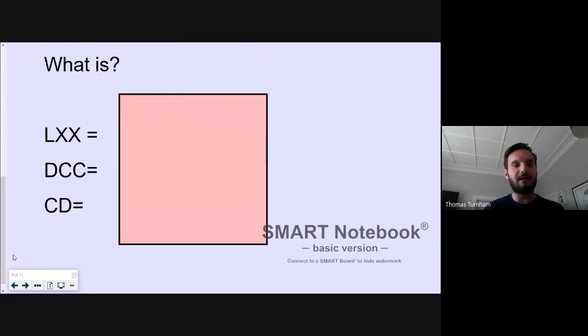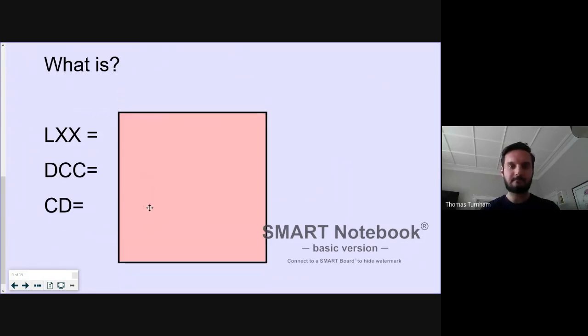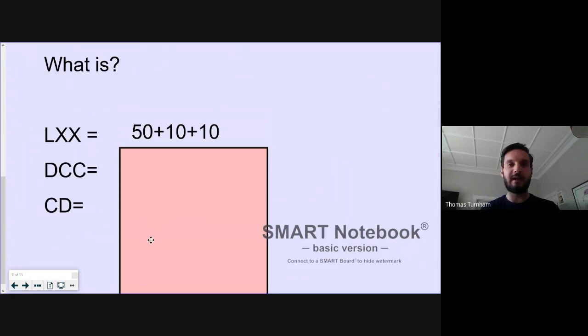If we had the number LXX, what might that mean? Well, hopefully we remembered that L is 50 and X is 10 and X is 10. So we've got 50 plus 10 plus 10. We know these are pluses because they're on this side of the L. So now we're looking at 50 plus 10, which is 60, plus another 10, which is 70. So LXX is 70.